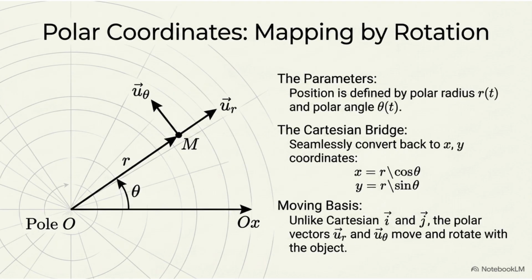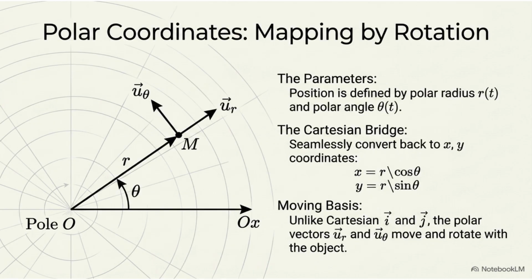The first component is called the radial velocity. It describes how quickly the distance between the particle and the origin changes. If the particle moves away from the origin, the radial velocity is positive. If it moves toward the origin, the radial velocity is negative.